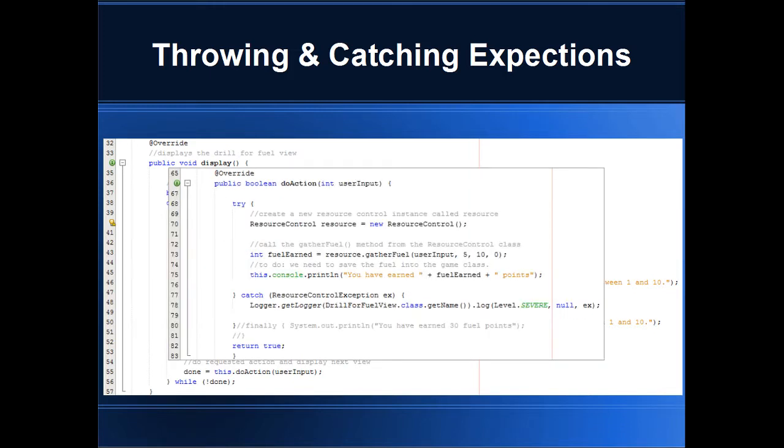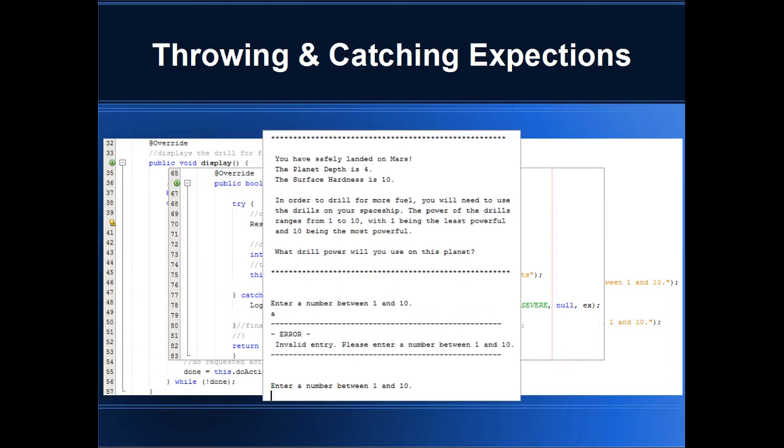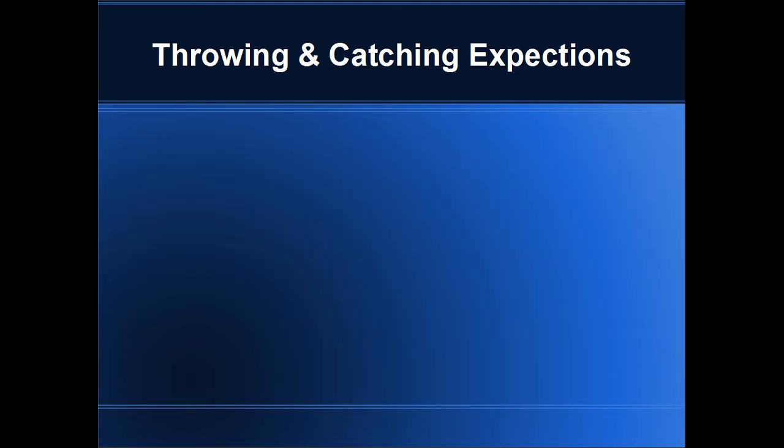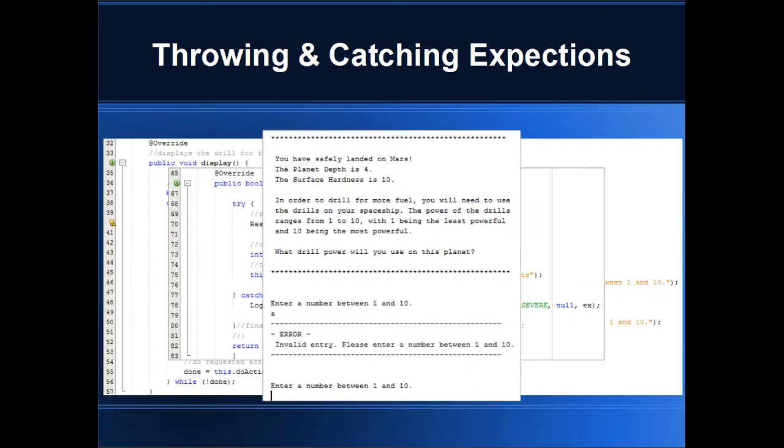Here we have the action for that with our drill field for our resource control. In our game, when it asks what drill power we use on this planet, and we try to enter a number between 1 and 10, and we enter A, it's going to display that catch and the error instead. Really nice. If we entered, let's say, 27, it would do the if statement instead and catch it that way. But if we entered A, semicolon, plus sign, or something else funky, it'll catch it and continue our game. Way to go, error message.